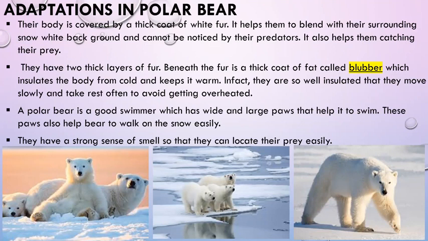They have 2 thick layers of fur. Beneath the fur is a thick coat of fat deposition called blubber, which insulates the body from cold and keeps it warm. In fact, they are so well insulated that they move slowly and take rest often to avoid getting overheated. A polar bear is a good swimmer, which has wide and large paws that help it to swim. These paws also help bear to walk on the snow easily without sinking much in the soft snow.